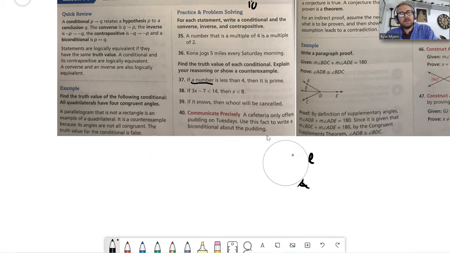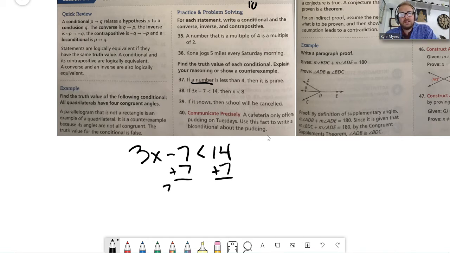If you need to go back a little bit and pause it, go ahead. 38. If 3x minus 7 is less than 14, then x is less than 8. Well, let's just solve it, because that's basically what they're saying. If this, then that, and it's like an equation, so let's solve the equation. Add 7: 3x is less than 14 plus 7, which is 21, and then we divide by 3, and I get x is less than 7. 21 divided by 3 is 7, not 8. Goodness gracious. So that is not true.